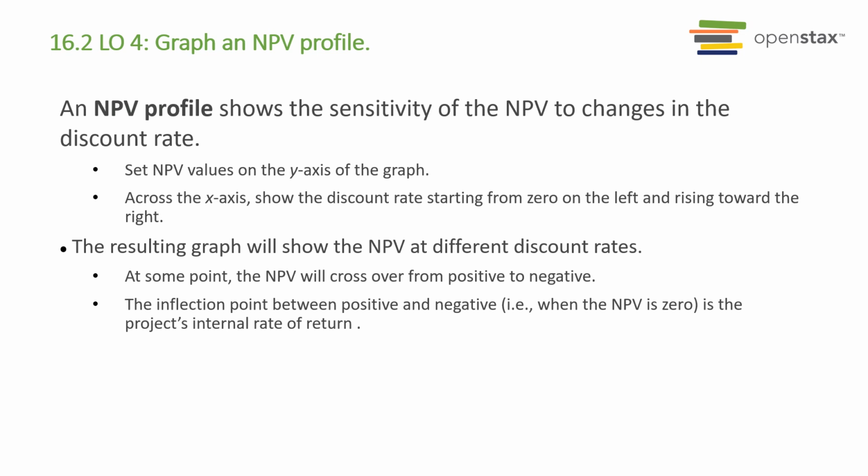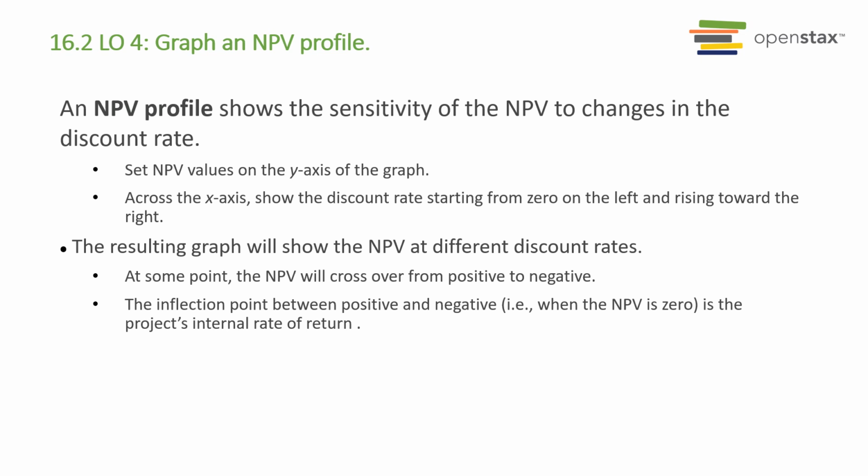The NPV profile shows the sensitivity of the NPV to changes in the discount rate. Set NPV values on the y-axis of the graph. Across the x-axis, show the discount rate going from 0 on the left and rising toward the right. The resulting graph will show the NPV at different discount rates. This is demonstrated in Figure 16.2.